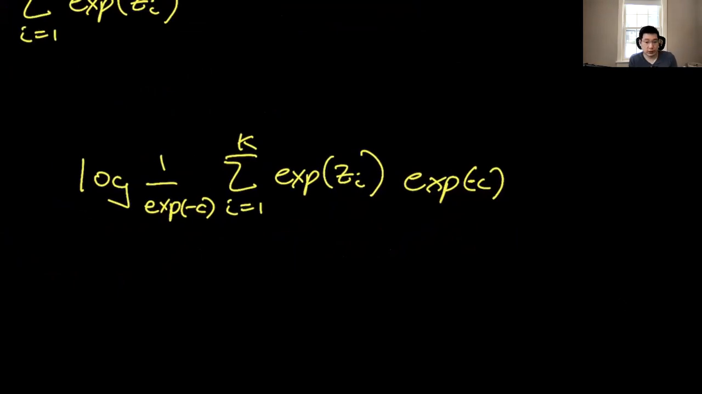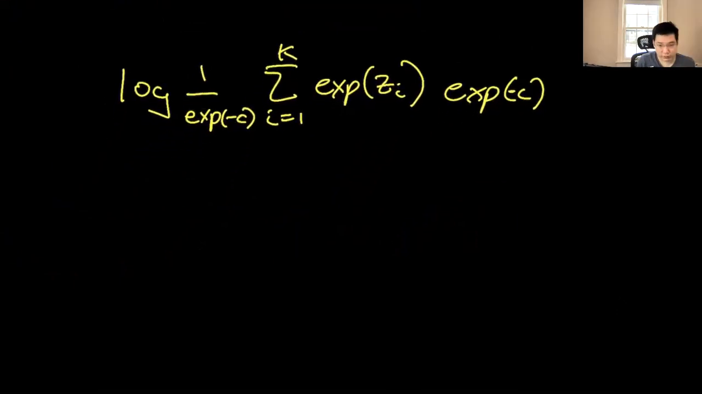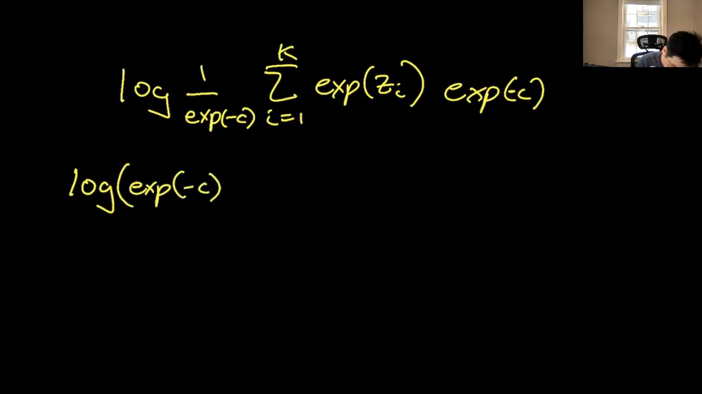Okay, so this is the new expression. All I did was multiply by one, so I didn't change the value. But what does this look like? Now you can do some tricks with logs and exponents. This simplifies to log, and one way we can write it is log exp of minus C. That's not right, it's plus C. Did I do that right? Yeah, that's right. Okay, so that plus, and then we still have the sum.